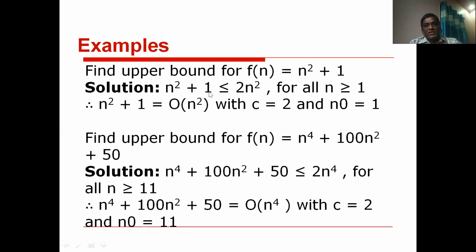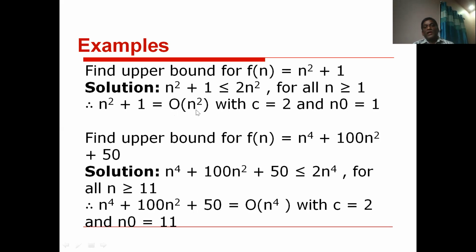So when there is n square plus 1, if I pick 2n square over here, assuming values of n as greater than or equal to 1, this equation is always going to be satisfied. You can check it. So for c is equal to 2 and k is equal to 1, this equation is satisfied. Therefore, I can represent this f of n as big O of n square, because I'm able to write it as less than or equal to 2 into n square. Ignore the constant, and this is g of n. Therefore, I'm representing that equation n square plus 1 as big O of n square.